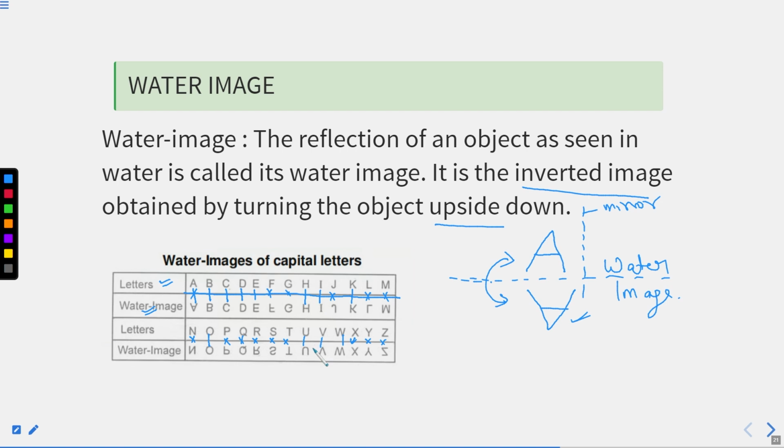So we are able to find certain alphabets that have the same value, same water image, as well as the same mirror image. In mirror image, we have seen a total of 11 alphabets, right? In case of water image, how many are there? Just count B, C, D, E, right? Then H, I, right? Then K. Then we move to O, right? Then we move to X. So total 8 in number, right? 8 alphabets have the same water image.